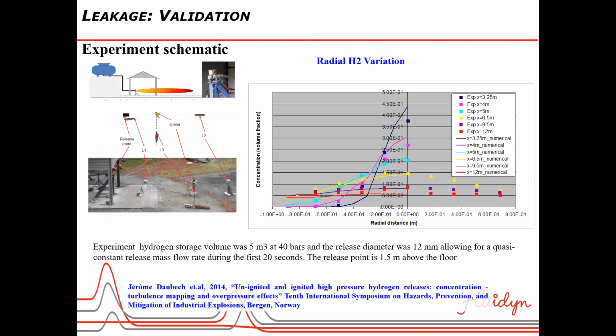This is one of the validation cases where we are interested in the concentration along this direction. Basically, this leakage is from a higher pressure compressed cylinder. In this particular case, the experiment reported the values along different lengths, along the radial length. We simulated the same thing and compared it with our numerical results.